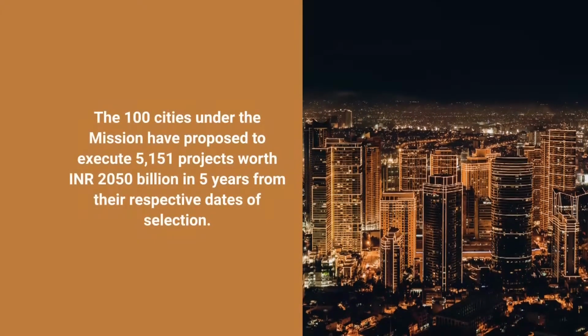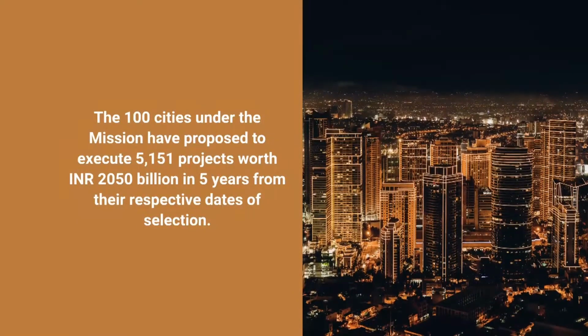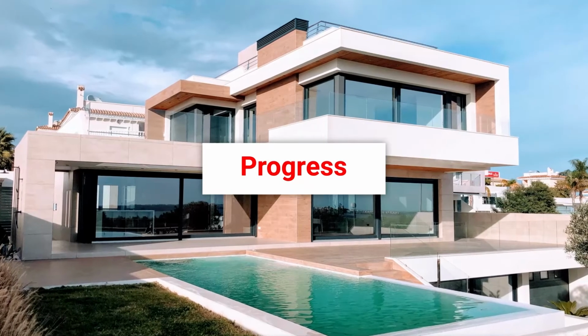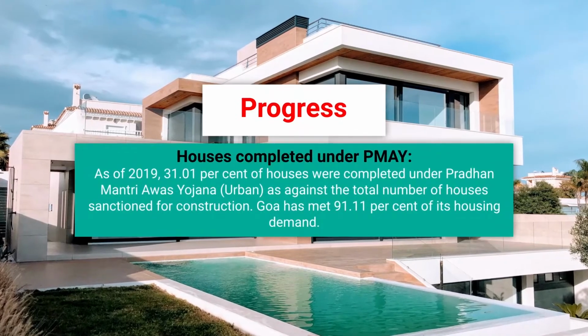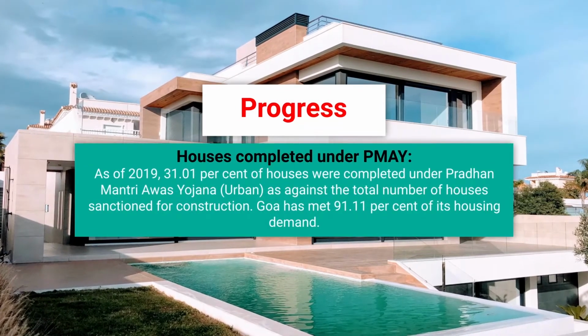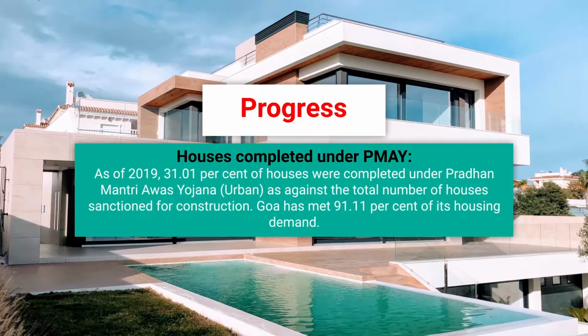In this line, 100 cities under the mission have proposed to execute 5,151 projects worth Indian rupees 2,050 billion in 5 years from their respective dates of selection. As of 2019, 31.01% of houses were completed under Pradhan Mantri Awas Yojana, especially in the urban area, against the total number of houses sanctioned for construction. Goa has met 91.11% of its housing demand.